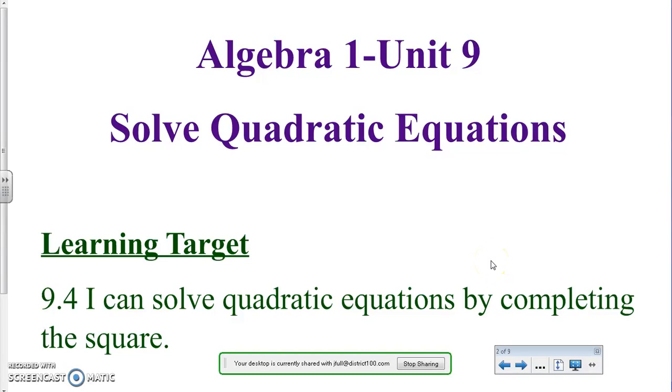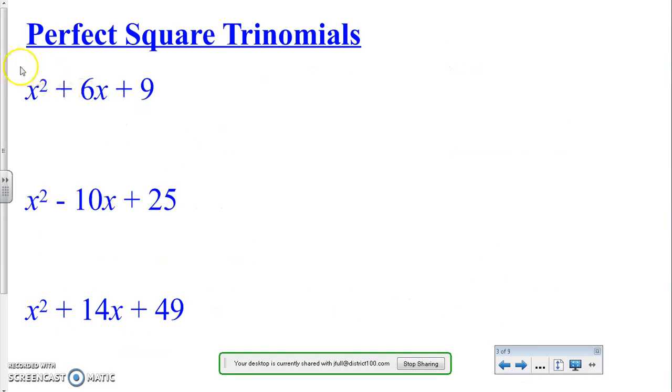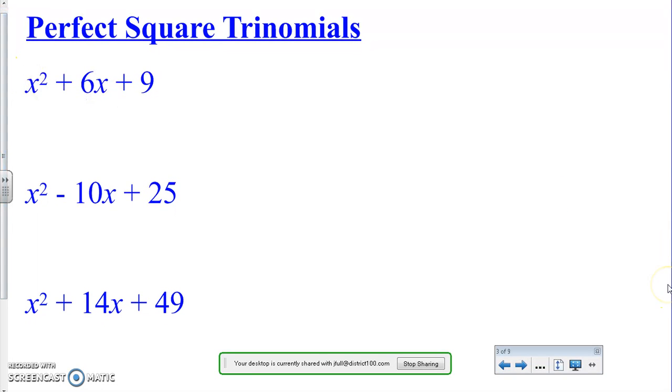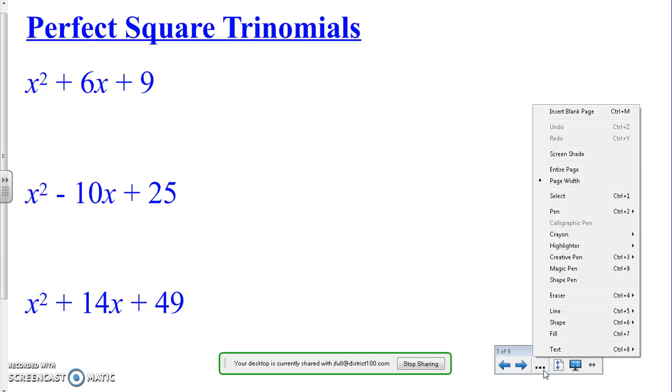Today we're going to talk about another process that we can use to solve quadratic equations called completing the square. When we complete the square, our goal is to get perfect square trinomials on one side of the equation so that we can factor them nicely. So let's go ahead and talk about perfect square trinomials and what's so special about them.